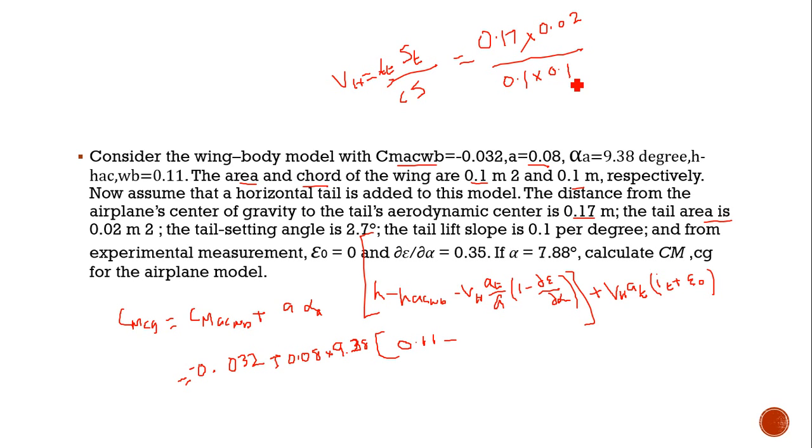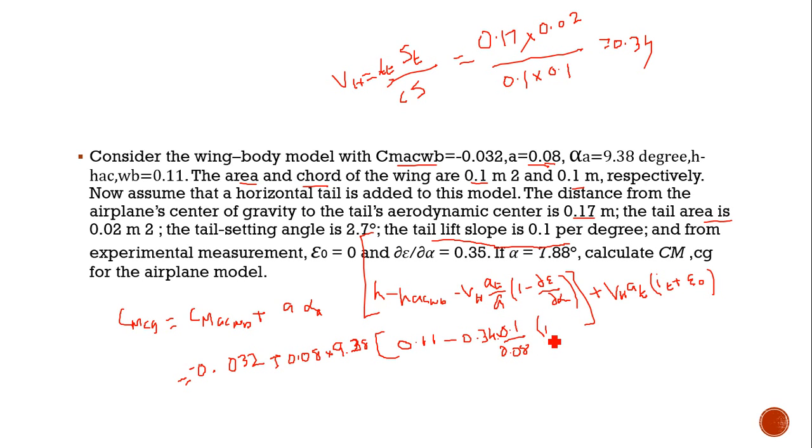So 0.34. The answer is 0.34. So you can substitute here 0.34 into A suffix T divided by A. A suffix T is the tail lift curve slope, they have given the value as 0.1. So I am substituting 0.1 divided by A, and A equal to 0.08.